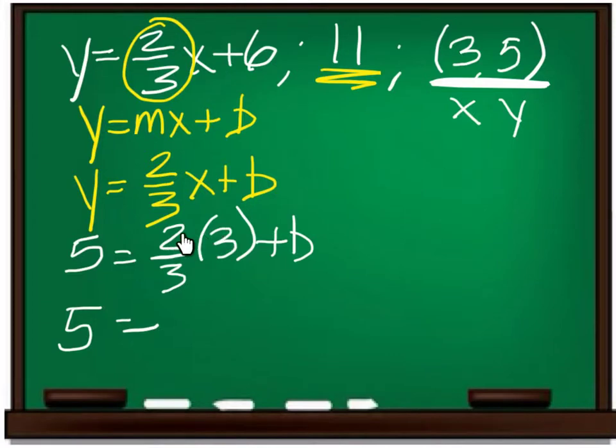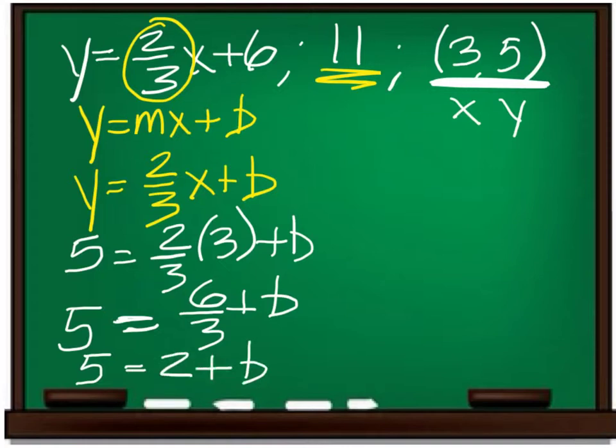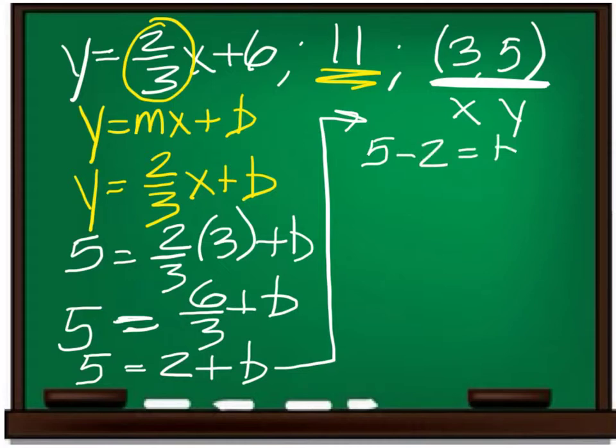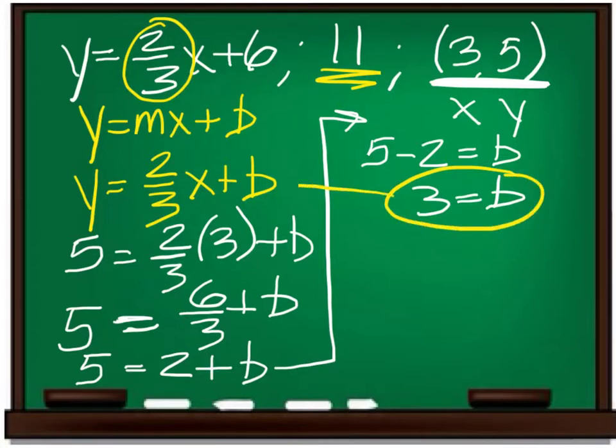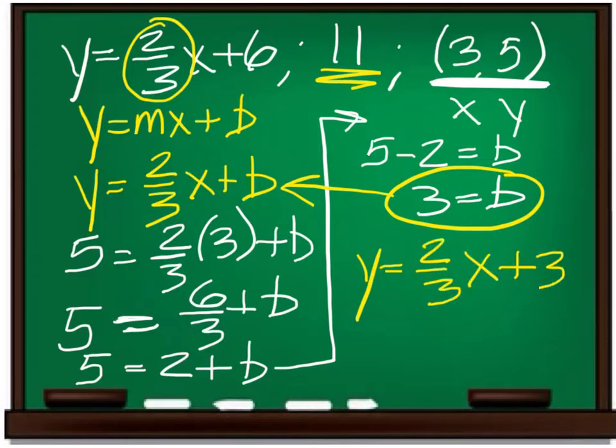Simplify this spot here. 2/3 times 3 is 6 over 3. And that reduces to 2 plus b. 6 over 3 is 2. Move this to the left side and change the sign. And then simplify to get 3. Plug this back in for b. There. Y equals 2/3 x plus 3.